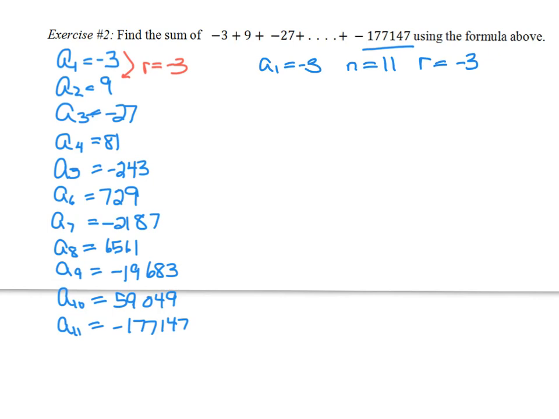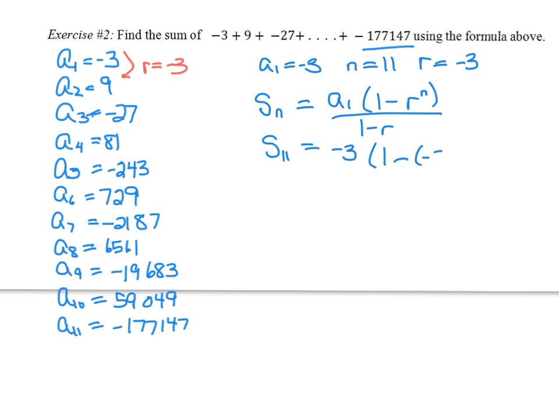So for a geometric series, we're going to say Sn is equal to the first term A1 times 1 minus r to the n, all over 1 minus r. So for us, the sum of the first 11 terms is equal to the first term -3 multiplied by 1 minus the r value, -3. Notice that I'm putting that in parentheses because I then have to raise that whole thing to the 11th power and divide by 1 minus -3.